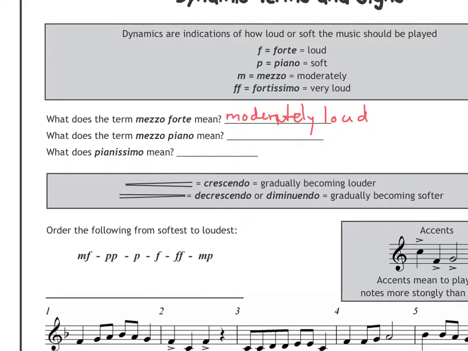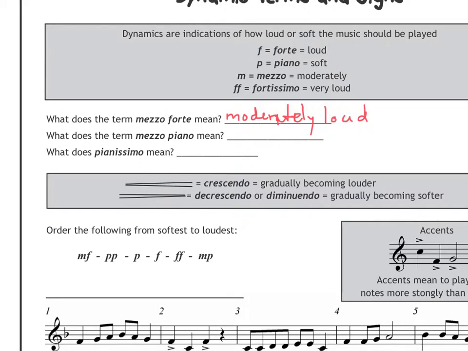You can do that right now. What does the term pianissimo mean? If over here two F's is fortissimo, then pianissimo must mean very, very piano, right? Very soft. You can write that in right now. Pianissimo is very soft. Okay, so moving on. Those are your basic letters and what they mean.